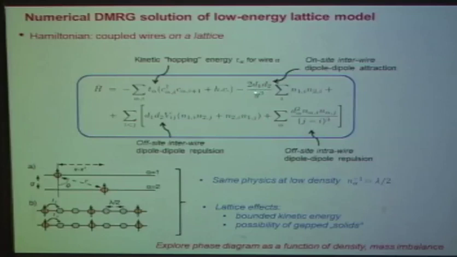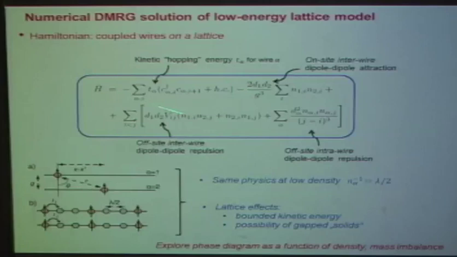And also we have, as depicted here, this term, just the off-site interwire dipole-dipole repulsion. So if the particles here and here are on different sites, they can repel each other. And then we also have the intra-wire repulsion, which is always a repulsion given by dipole-dipole interaction. So this is basically just rewriting the lattice model of what we had before.